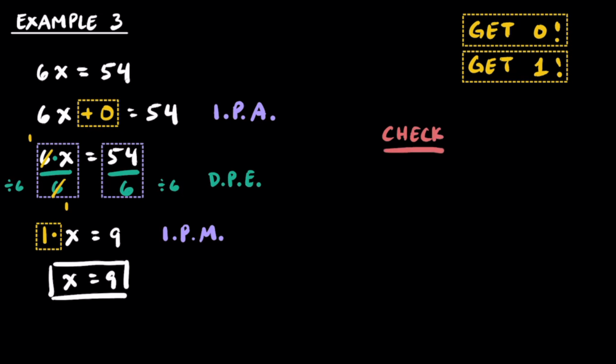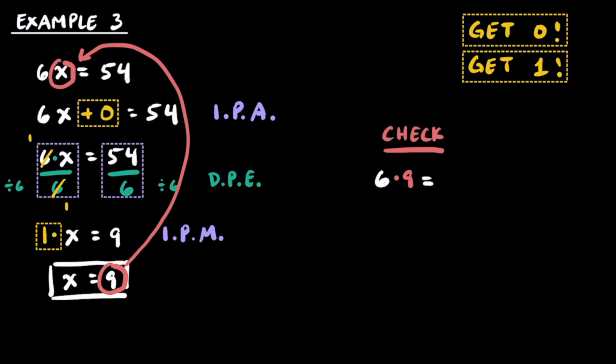So we got that x does equal 9, and let's substitute that in for x in the original equation to see that this makes sense. So remember, this is 6 times x, and we think that x is equal to 9. So we're going to say 6 times this 9. And we're going to see, does that actually equal the 54 that we had on the other side?